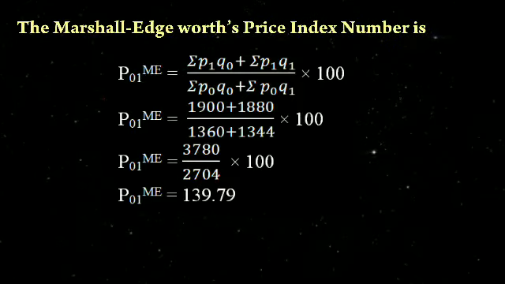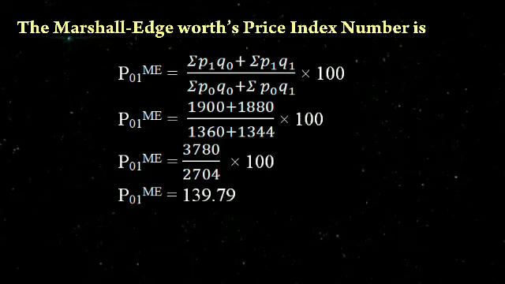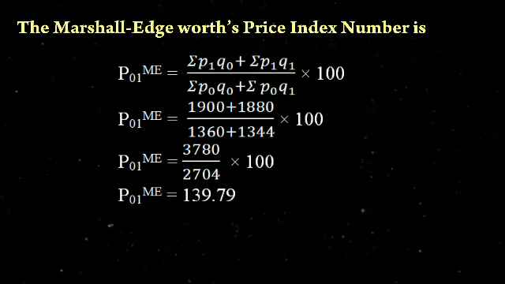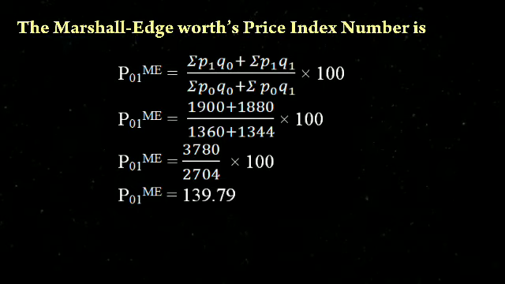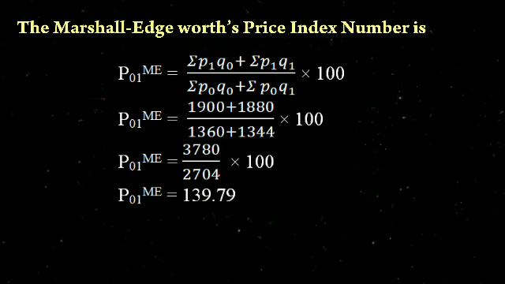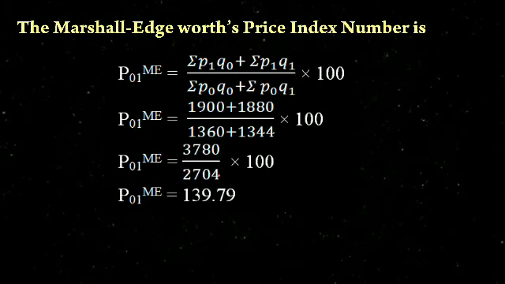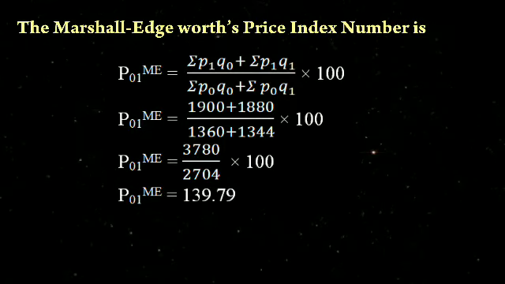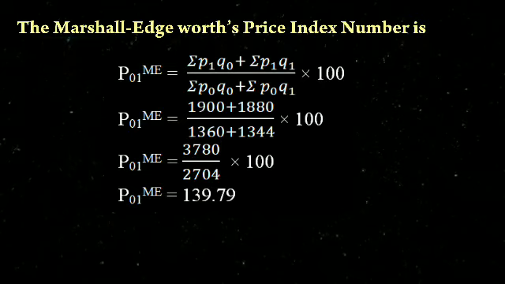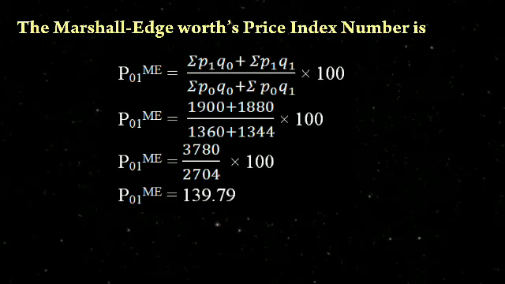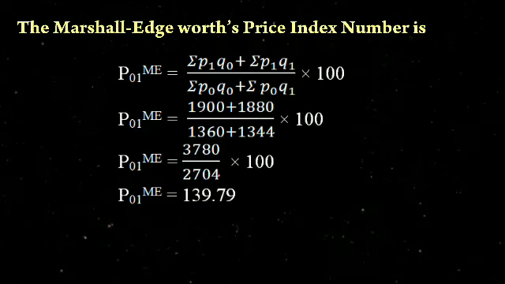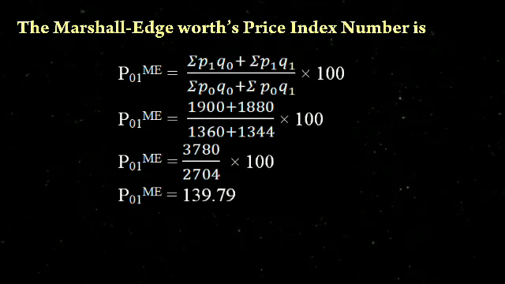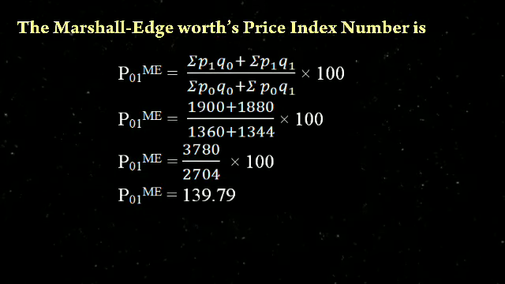After that, write Marshall-Edgeworth formula. The Marshall-Edgeworth's price index number is P01 of ME equal to, in the numerator, write Laspeyre's numerator plus Paasche's numerator. That is sigma P1 Q0 plus sigma P1 Q1 divided by Laspeyre denominator plus Paasche's denominator, that is sigma P0 Q0 plus sigma P0 Q1, and multiply the formula by 100. Hope I am clear. So Marshall-Edgeworth's formula is Laspeyre numerator plus Paasche's numerator divided by Laspeyre denominator plus Paasche's denominator, and the formula is multiplied by 100.